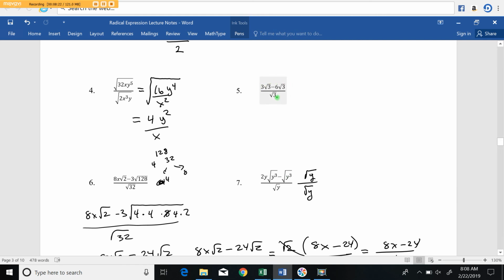This one, I think I would just factor the square root of 3 out. In the top, you have square root of 3 times 3 minus 6, over in the bottom square root of 3, and these will just cancel. You could also just simplify the top. 3 root 3 minus 6 root 3 is minus 3 root 3. So that's enough to get you rolling on these.